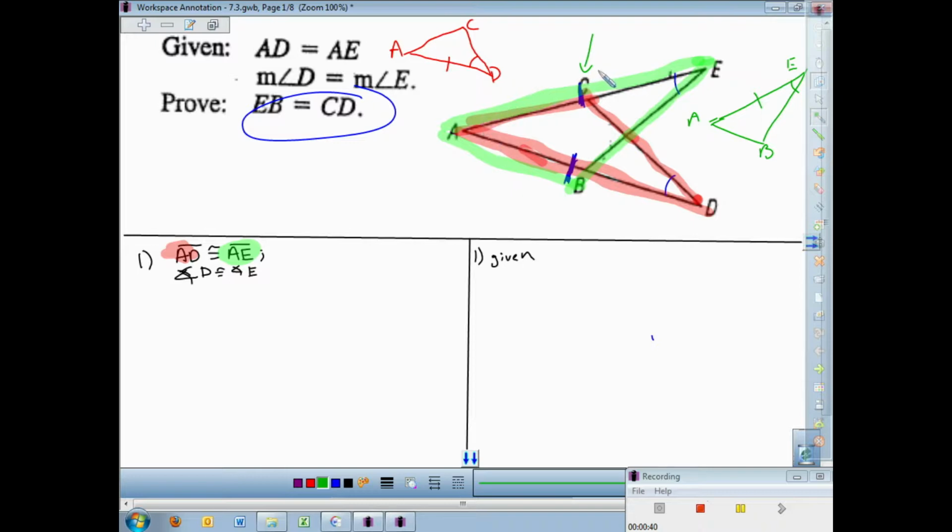Are there any parallel lines in the picture? No, there are no parallel lines. Are there any vertical angles in this picture? Yes, but they're vertical angles that aren't going to help us. People say this angle right here is vertical to this angle right here, and that's true. Those angles should be congruent to each other, but they aren't angles of the separated triangles that I'm trying to prove congruent.